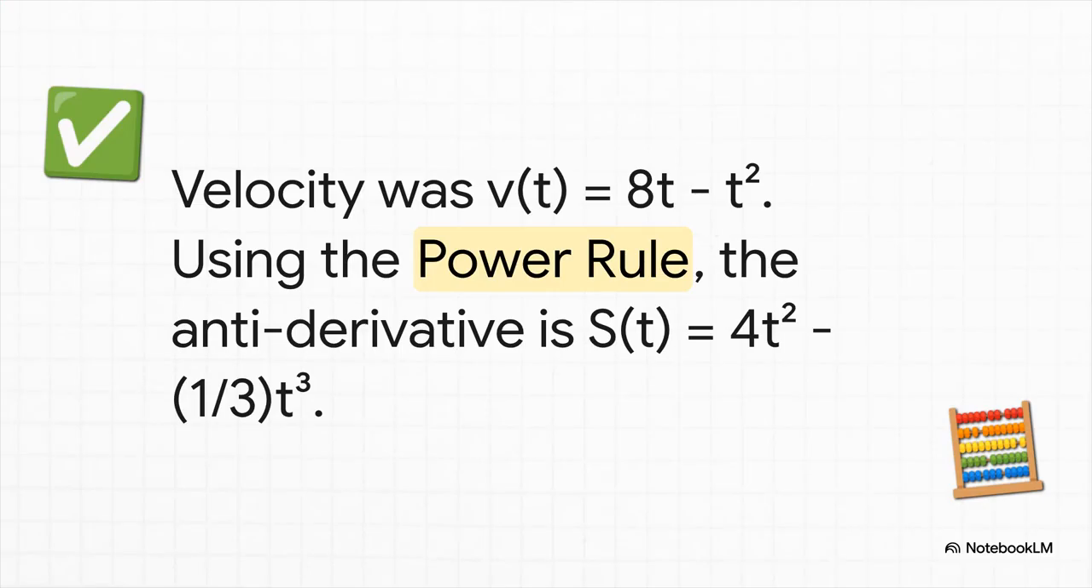So let's say the speedometer reading from our car's journey can be described perfectly by the function v of t equals 8t minus t squared. Now that we have a function, we can use our toolkit. To find the distance function s of t, we just find the antiderivative. So using the power rule on each part, the antiderivative of 8t becomes 4t squared, and the antiderivative of t squared becomes 1/3 t cubed. And just like that, we have our distance function.